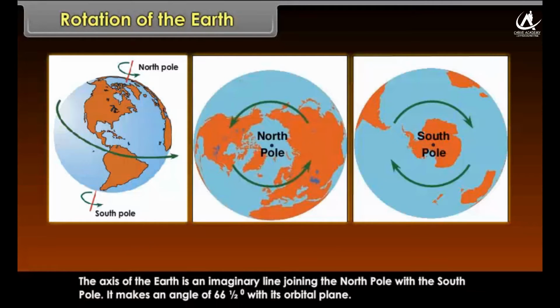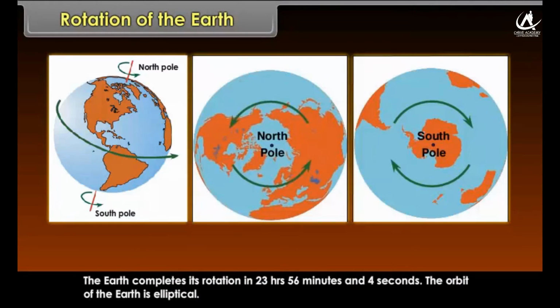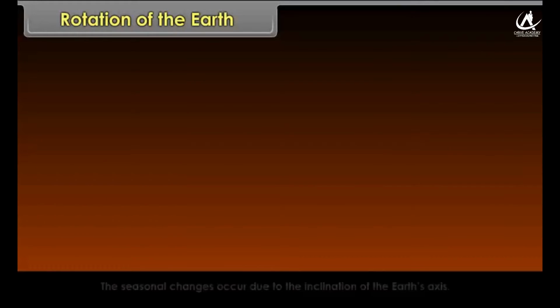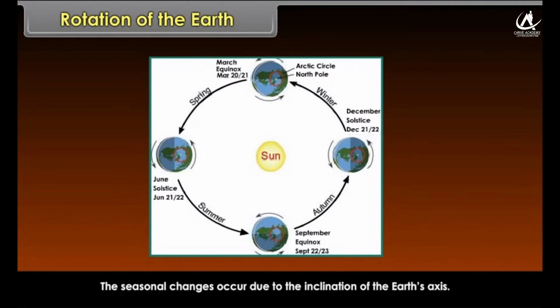It makes an angle of 66.5 degrees with its orbital plane. The earth completes its rotation in 23 hours, 56 minutes and 4 seconds. The orbit of the earth is elliptical. The seasonal changes occur due to the inclination of the earth's axis. If the axis of the earth was vertical, then there would have been equal duration of day and night, that is, a 12-hour day and a 12-hour night.